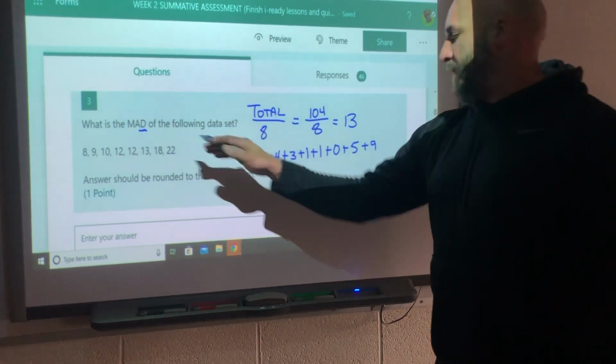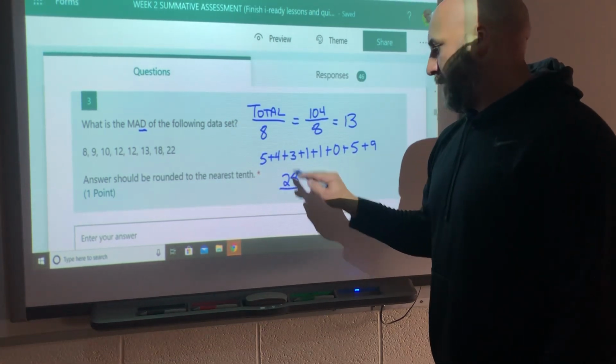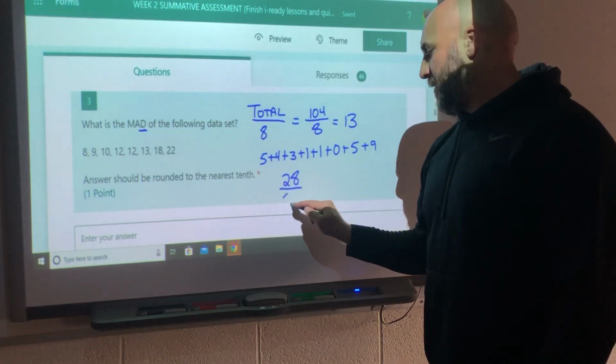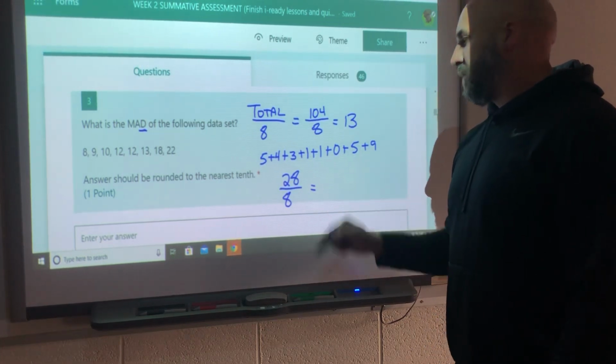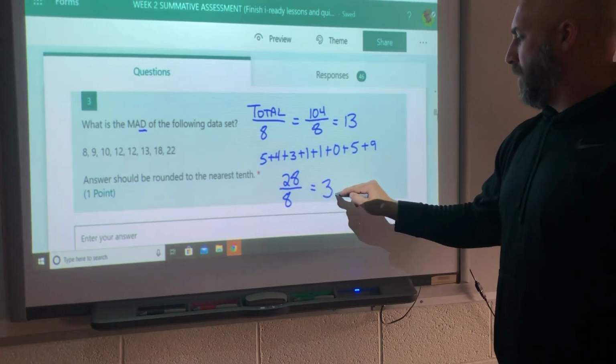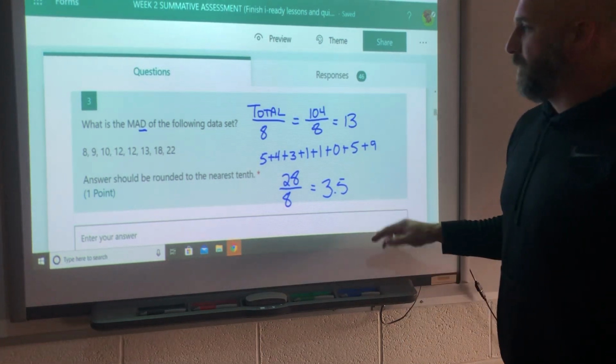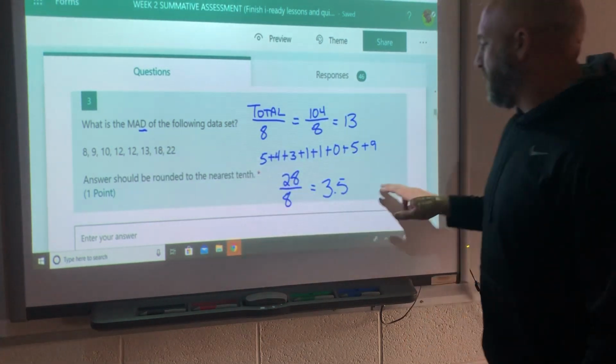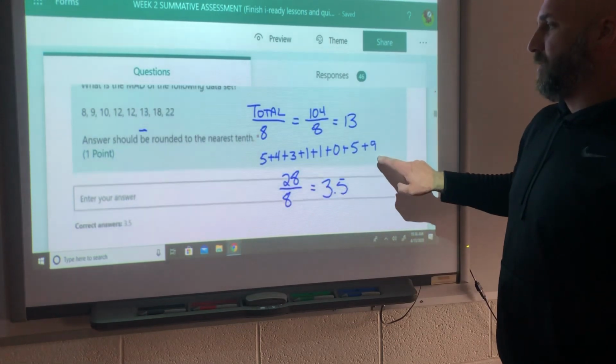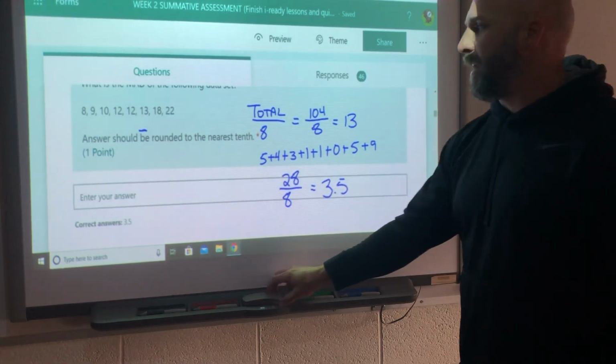To find the average deviation, we divide again by how many pieces there are. There were 8 pieces. So on average, you are about 3.5 away from the mean. So the mean absolute deviation rounded to the nearest tenth was 3.5.